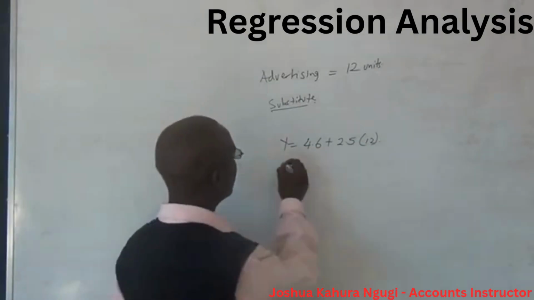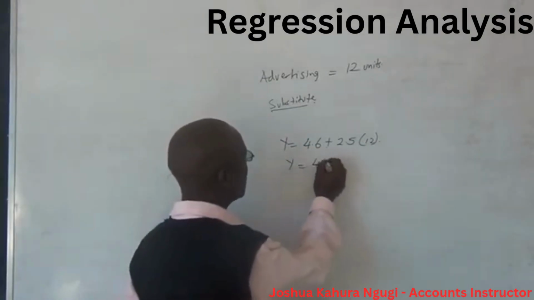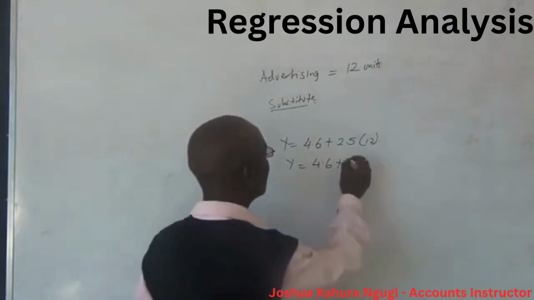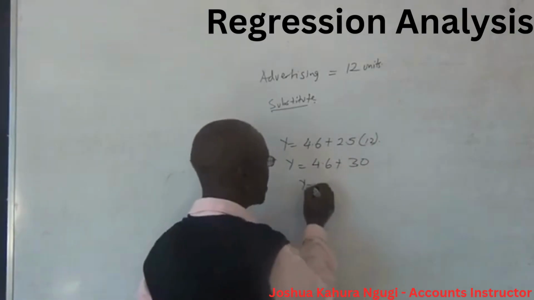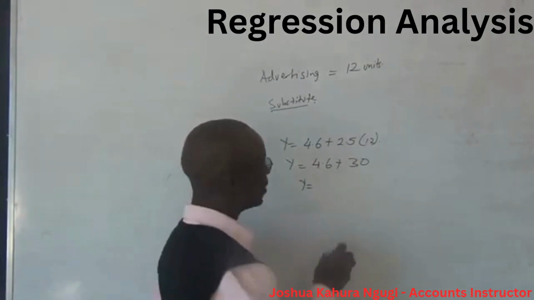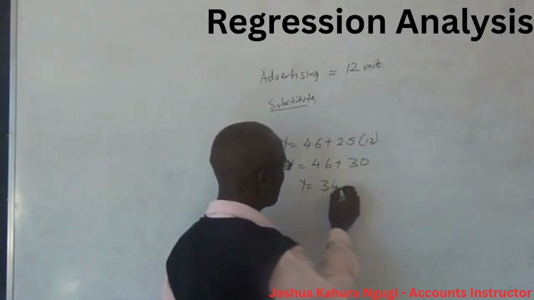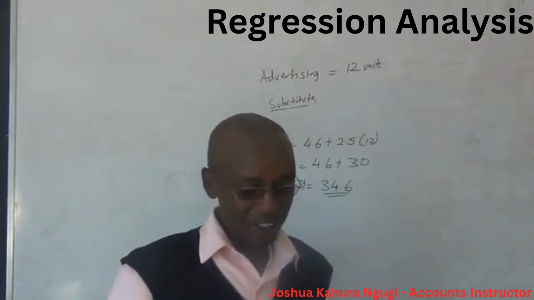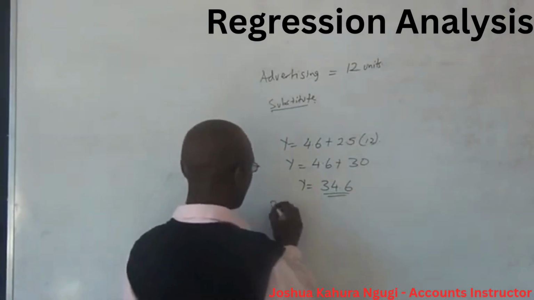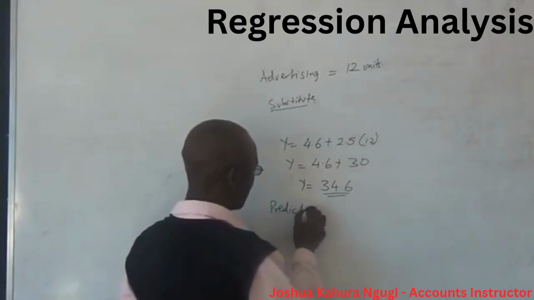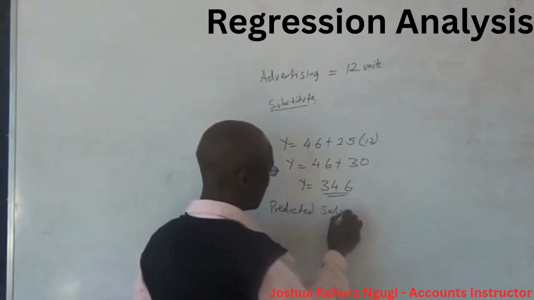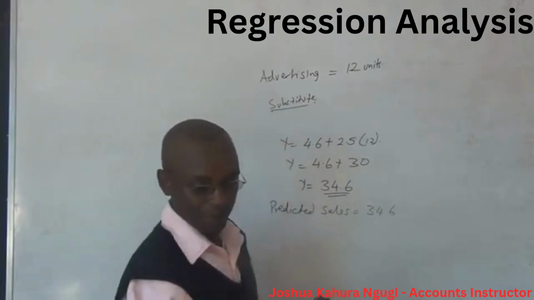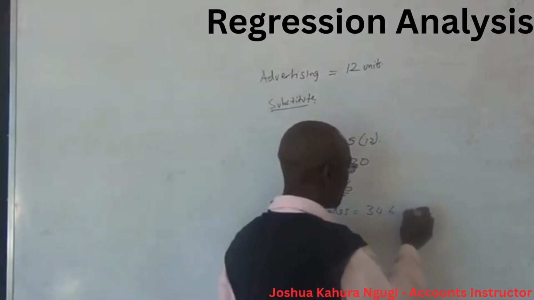So y is 4.6 plus 30. So our y is 34.6. So the predicted sales are 34.6 units.